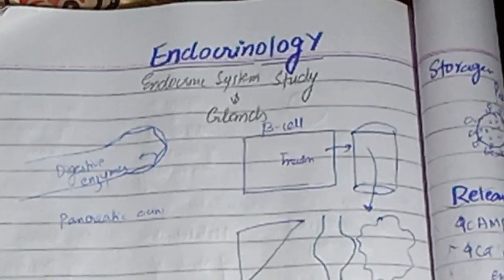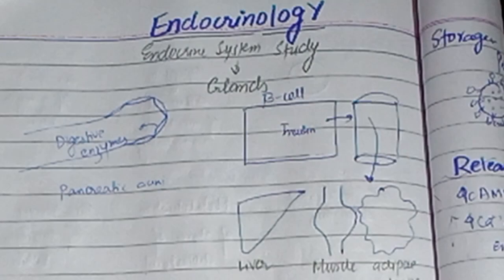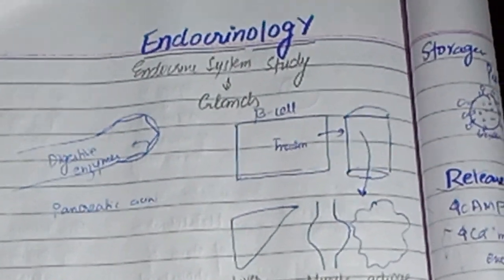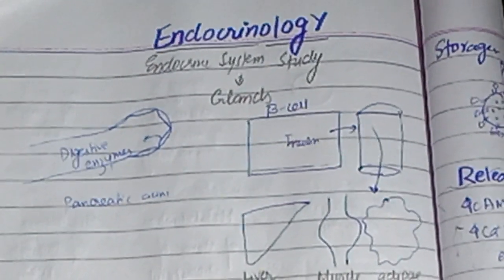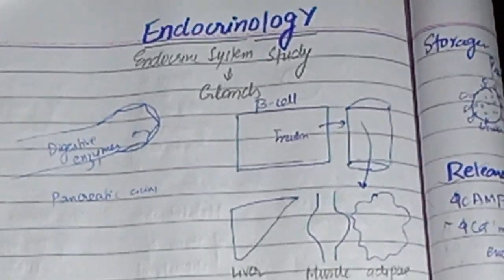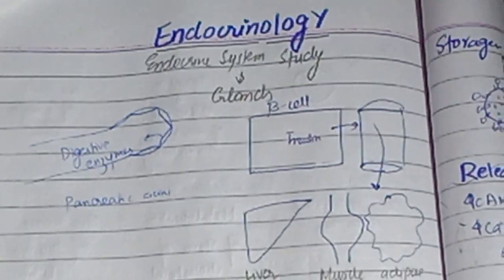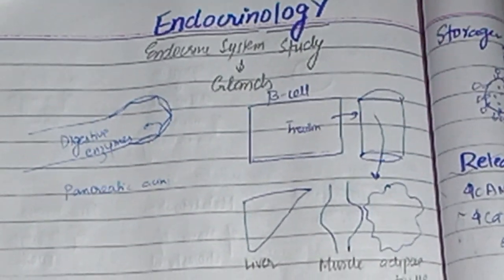So what basically is endocrinology? The word endocrinology is itself derived from two words. One is logy and the other is endocrine. The word logy means study, and the word endocrine is related to the endocrine system, that is, a system of the endocrine glands. So what are basically glands? Glands are those cells or clusters of cells or organs which produce secretions.